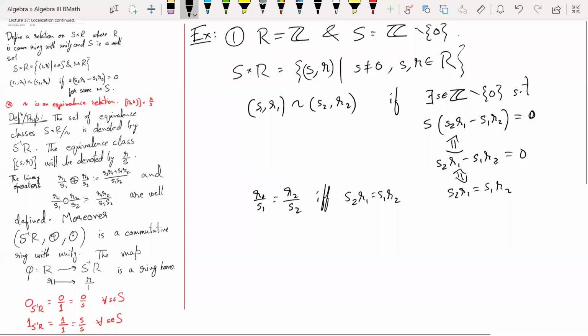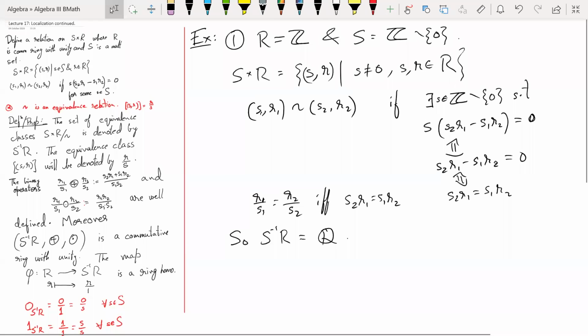And that is what rationals are all about. Rationals are such fractions where this agreement holds. So S inverse R is precisely Q. Okay, so that's the description of the rationals with the usual addition and multiplication. So this does achieve the stated goal.